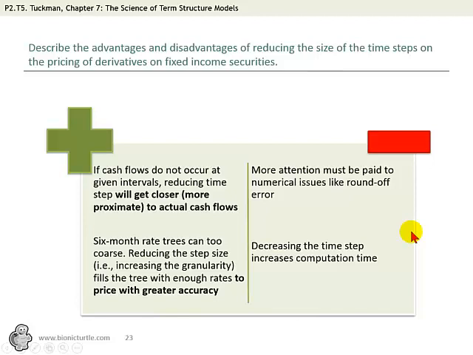What are the advantages and disadvantages of reducing the time step? Well, the advantage of reducing the time step is that presumably we'd get more accurate. If the cash flows do not occur at given intervals, reducing the time step should get us closer to actual cash flows, allowing us to price with greater accuracy. So that was similar to what we saw with reducing the time step in the binomial. You may recall for equities, where we use volatility to inform the jumps, as we reduce the time step, we got closer and closer to the actual lognormal under the Black-Scholes-Merton. So basically more accuracy, but we're going to increase computation time, and we needed to pay more attention to numerical issues.